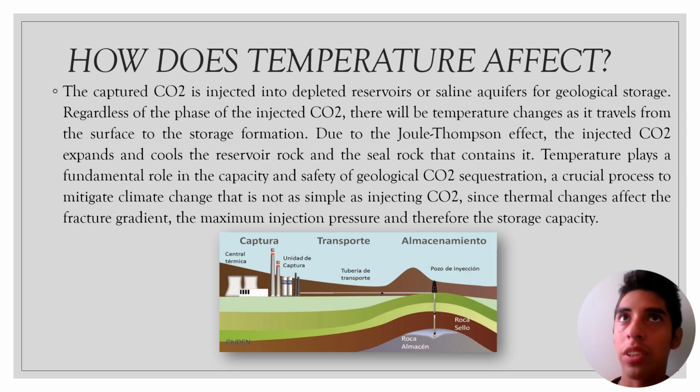Initially, when we want to inject carbon dioxide into the reservoir, first we carry the carbon dioxide from the surface, from the industries. Obviously it is separated, treated, and transported to the reservoir. And when we inject into the reservoir, it changes the temperature of the reservoir, and it changes the storage capacity.